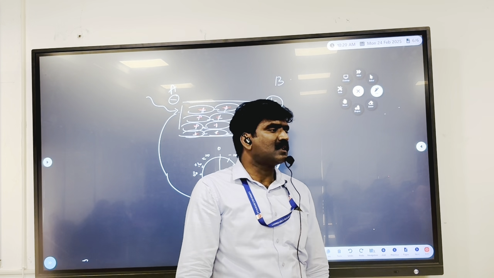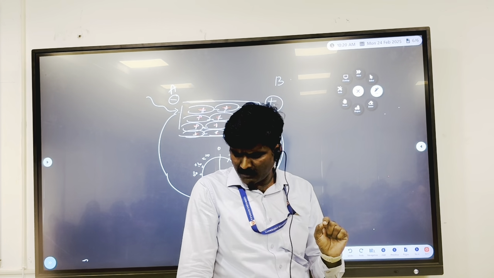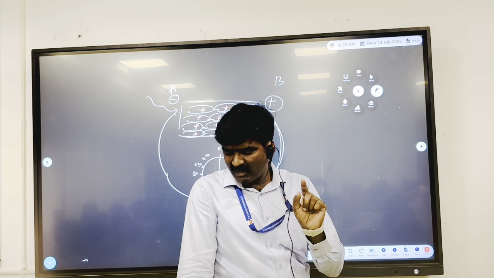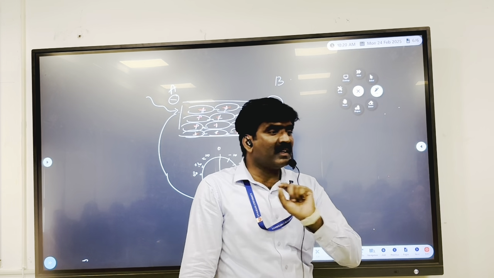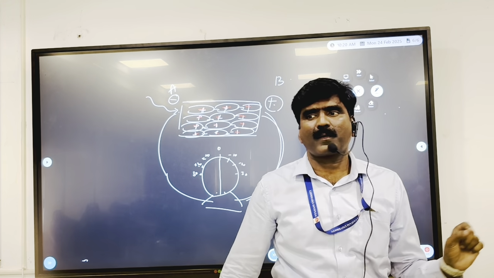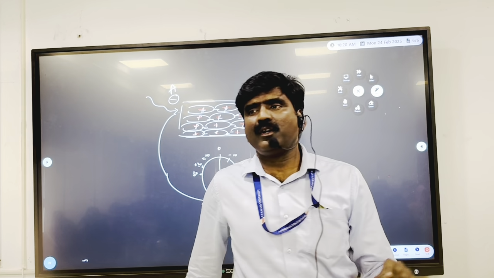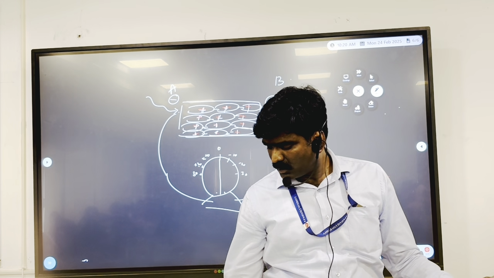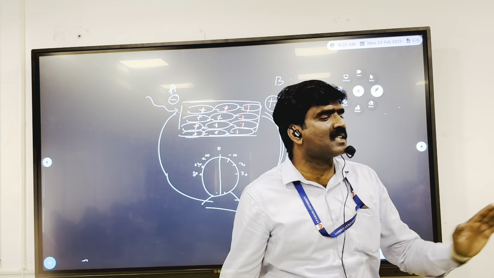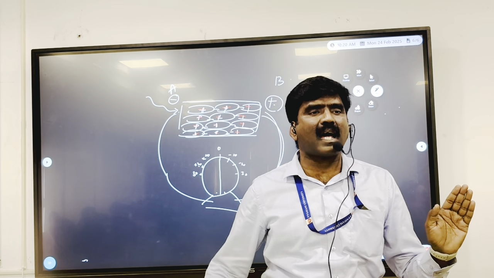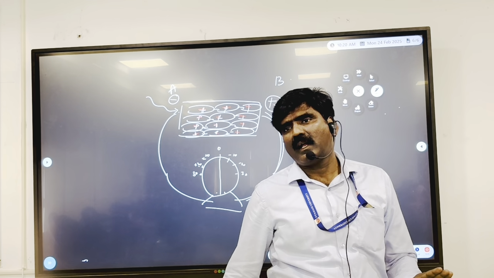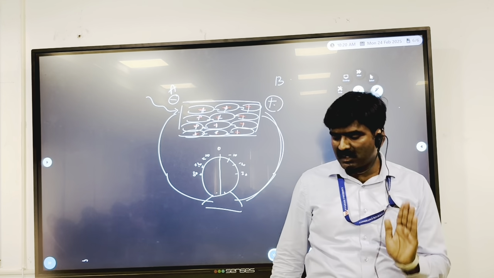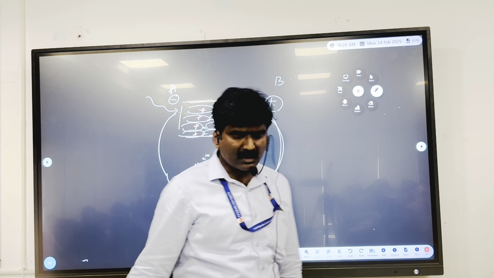Third principle: when the cell is resting, or when the cell is completely depolarized, no electrical charges are moving, and the deflection will be neutral. This is the third principle.